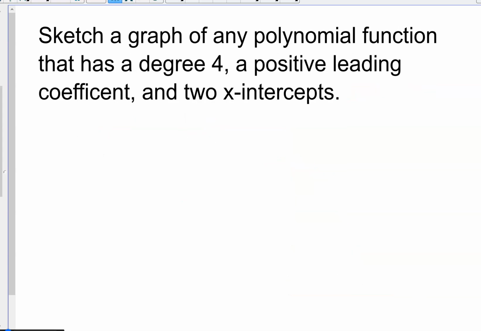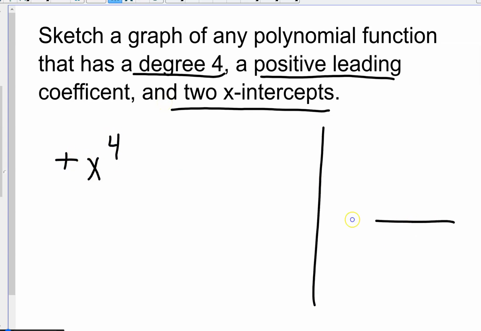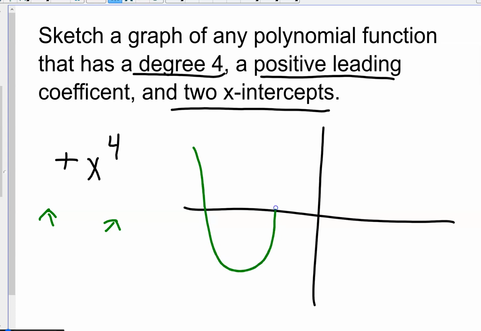Sketch a graph of any polynomial function that has a degree of 4, a positive leading coefficient, and two x-intercepts. So this is going to be a positive x to the 4th. So it has two x-intercepts, positive, which means both ends are going up, and two x-intercepts. So it could look something like this. Remember, a degree of 4 has 3 turns.